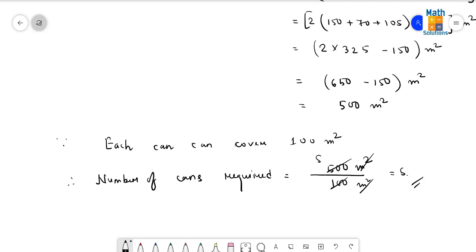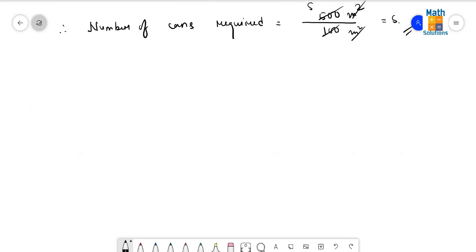Then question number 6 can be done just by following the formula for cylinder and cube. So next I'm proceeding to question number 7. In number 7, what is given? A closed cylindrical tank of radius 7 meters and height 3 meters is made from a sheet of metal. How much sheet of metal is required?